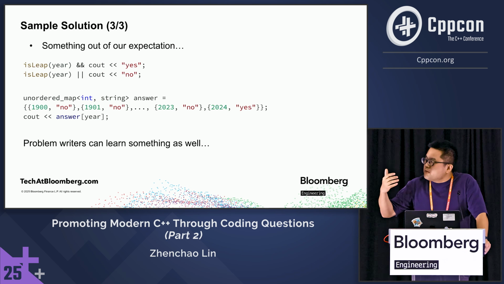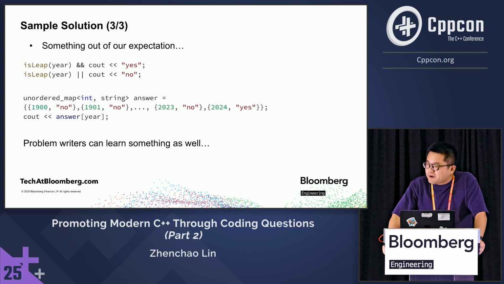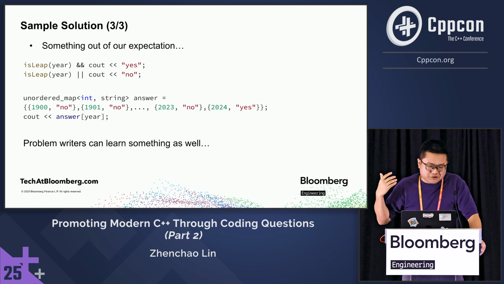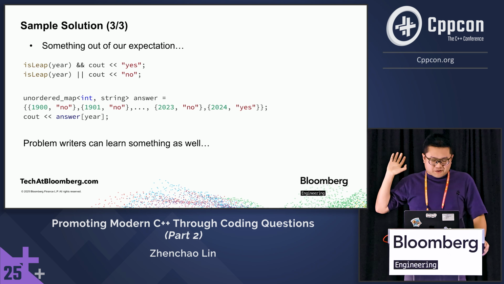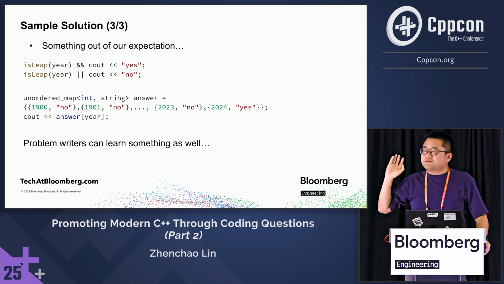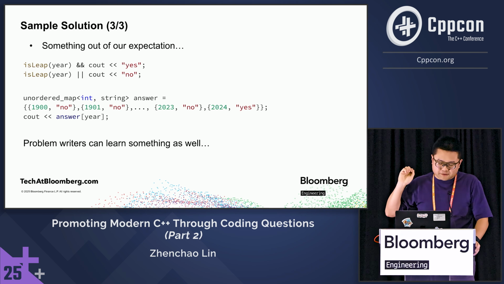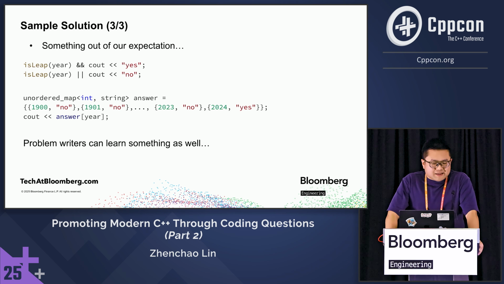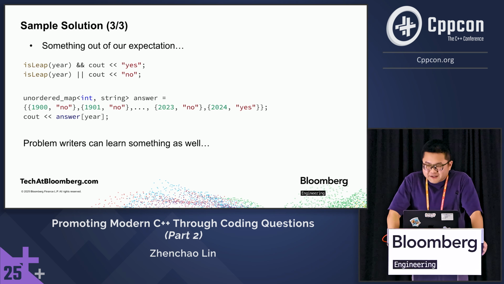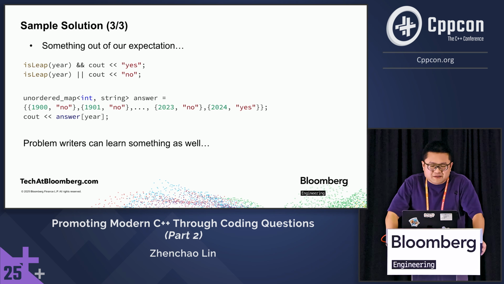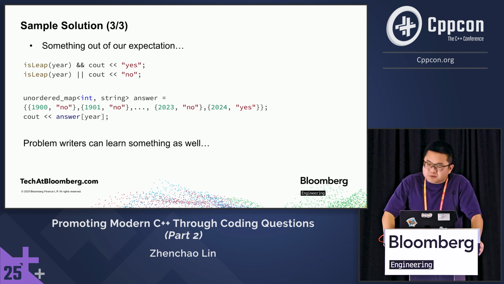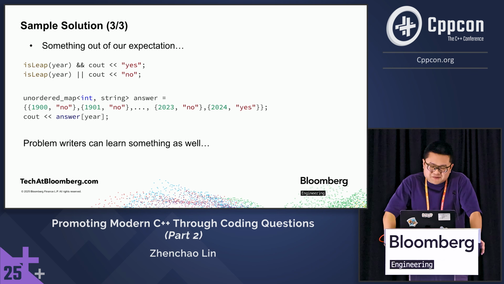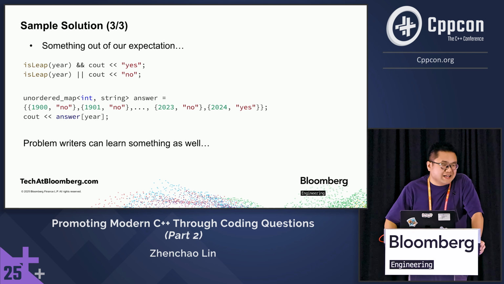Even though I prepared a lot of solutions and predicted a lot of things that candidates may do, still something was out of my expectation. The very first one is the if statement, or using it in bash. So it works, it's quite nice. The second one is something I kind of expected, but I was still surprised that people would write down everything and just print out the answer. So for a problem writer like me, I can still learn something.